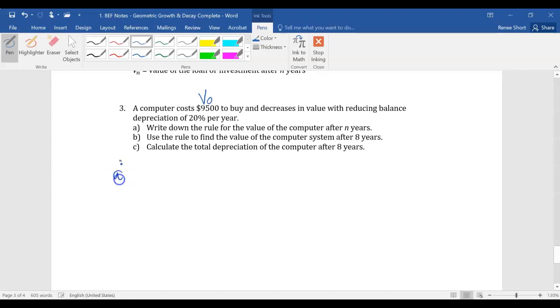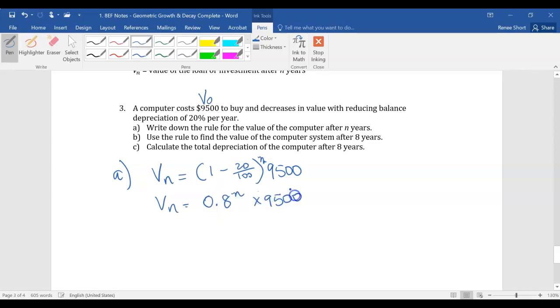So in this case, my Vn equals, now R, remember, let's just put this in brackets, 1 minus 20 over 100 times V0, which is 9,500. So I can simplify that 1 minus 20 over 100 to be 0.8. And that's to the power of n. So 0.8 to the power of n times 9,500. That's the rule that I'm working with. It says here, use the rule to find the value of the computer system after 8 years.